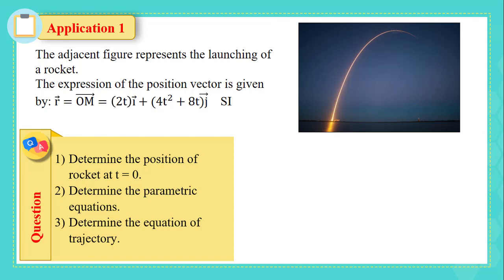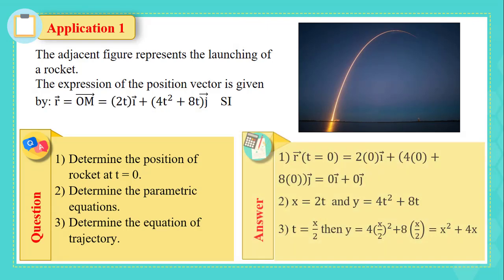In part 1, we have to determine the position of the rocket at time t equal to 0, simply by substituting t equal to 0 in the equation. We will get 0i plus 0j. In part 2, determine the parametric equations. We have to pick the parametric equations from the position vector. x is equal to 2t and y is equal to 4t squared plus 8t.